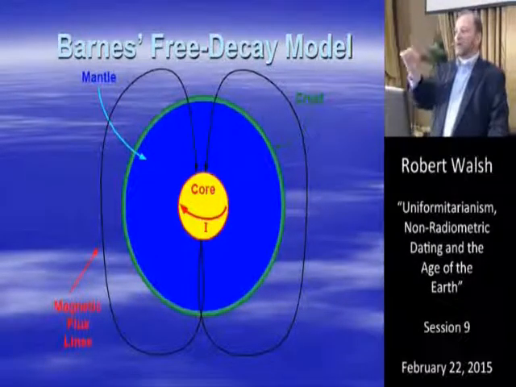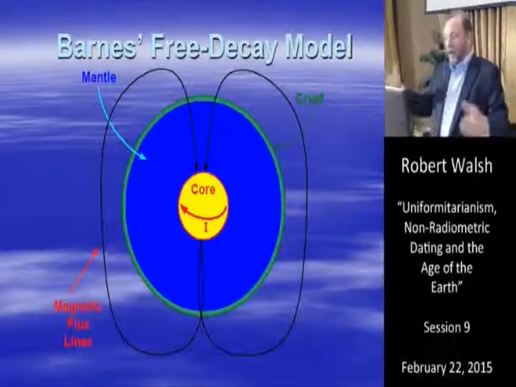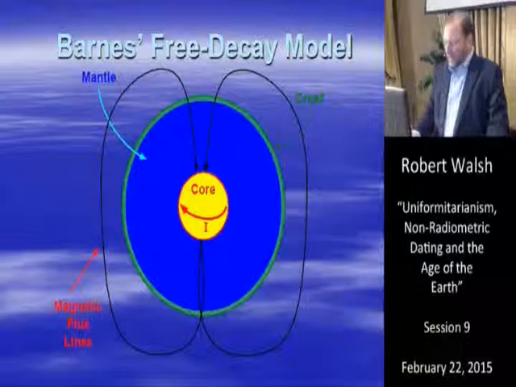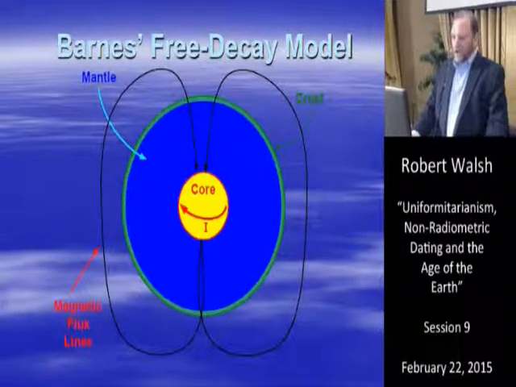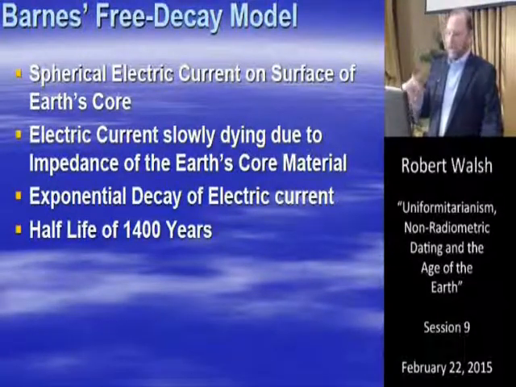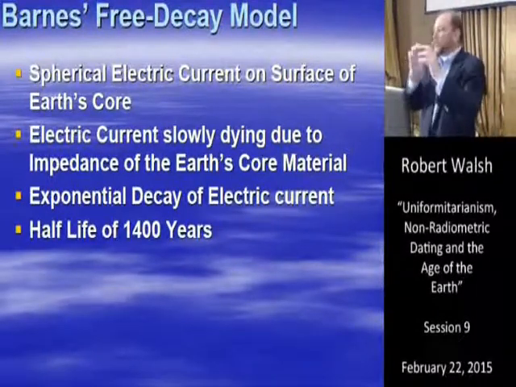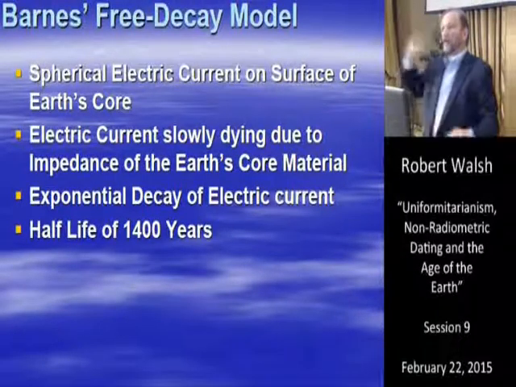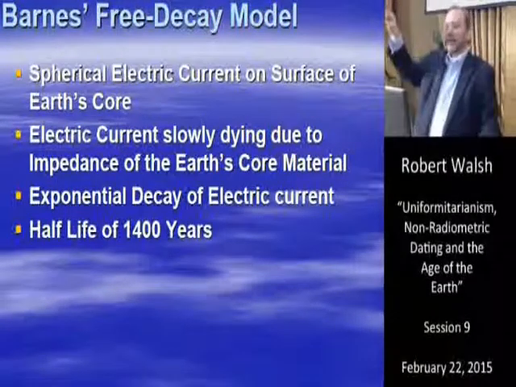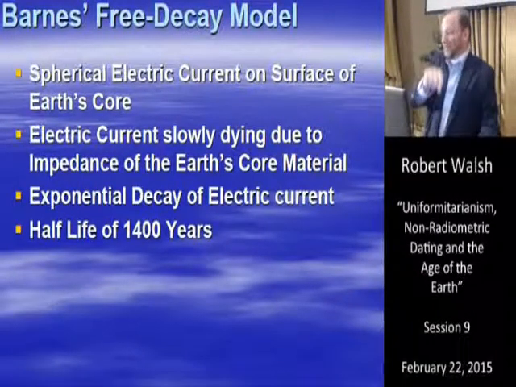Based on this spherical current, you're generating a magnetic field whose primary field is a dipole field. So this is what he is stating. This is his model. Okay, so you have a spherical electric current on the surface of the Earth's core generating the magnetic field, but the electric current is slowly dying off, and the reason it's dying off is because of the resistance of the material of the Earth's core. Okay, so it starts at a high value, and with this exponential curve, it's slowly dying, just like your battery slowly dies off as the kids' toys continue to be played with, and a month later you need new batteries, right?